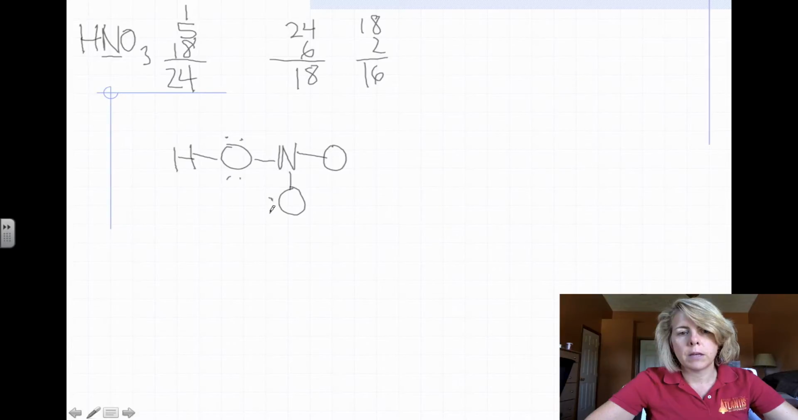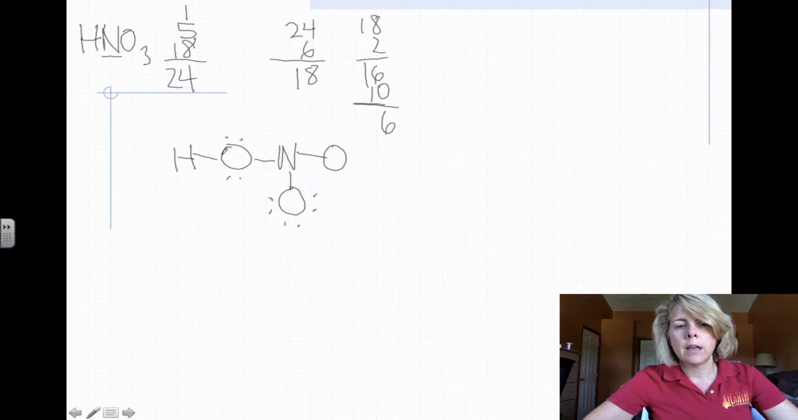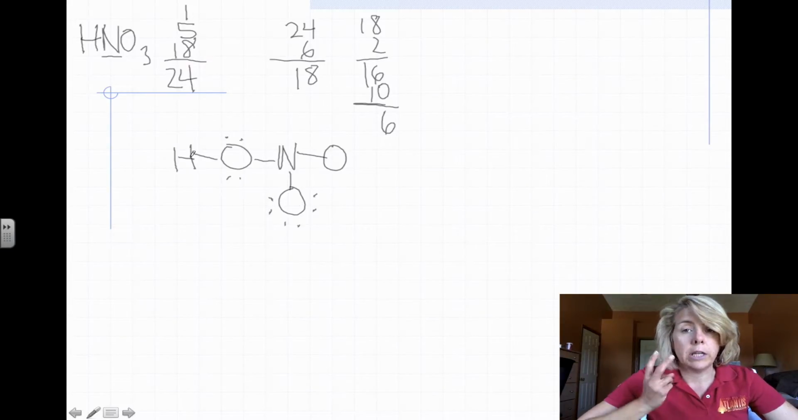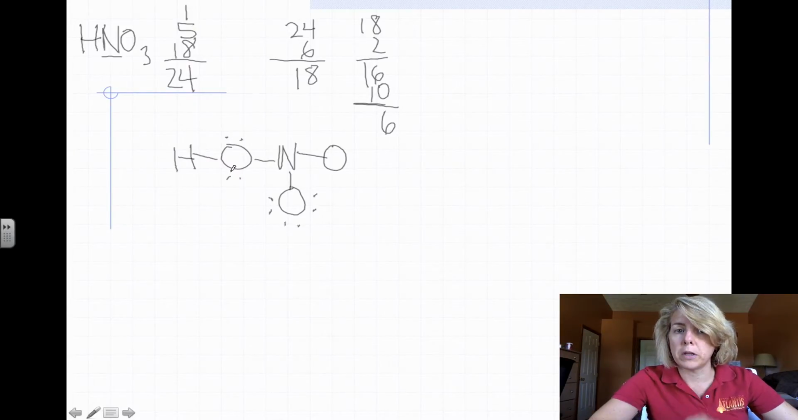And let me see, I'm going to add 6 here. So I have 2, 4, 6, 8, 10 electrons. I'm going to subtract that, and right now I have 6 left. Now let's see if these atoms all have enough electrons. Hydrogen only needs 2, and it's good. Oxygen here, it has 2, 4, 6, 8, so it's good. This oxygen here has 2, 4, 6, 8, so it's good.